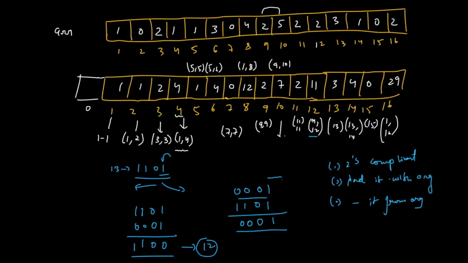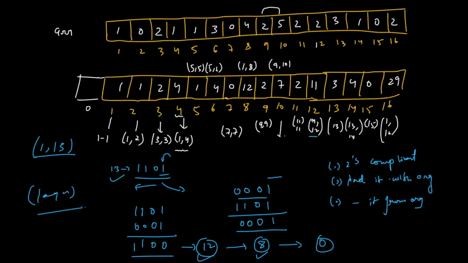So we go to 12, then we again apply similar steps to find the parent of 12. So the parent of 12 will be nothing but 8, and then the next parent will be 0. So we add 13, we add 12, we add 8 to our answer. So once you've done that, we can say that we have got the prefix sum from 1 to 13. So log n again. So this is how you can actually perform query and update operations in Fenwick trees.